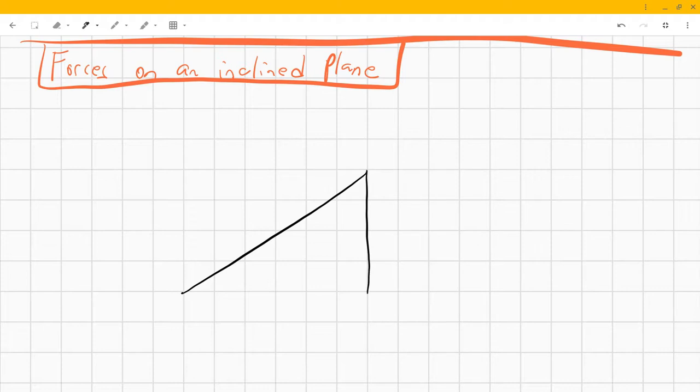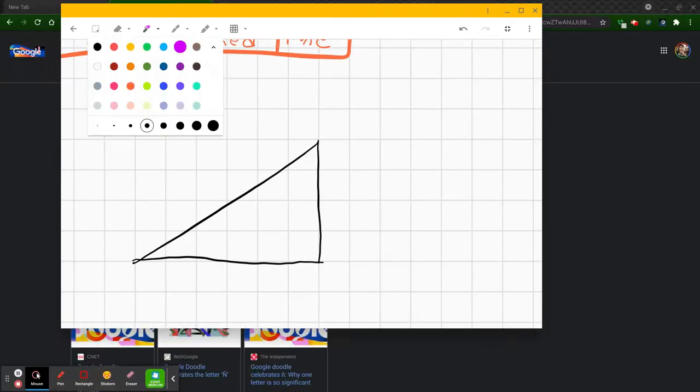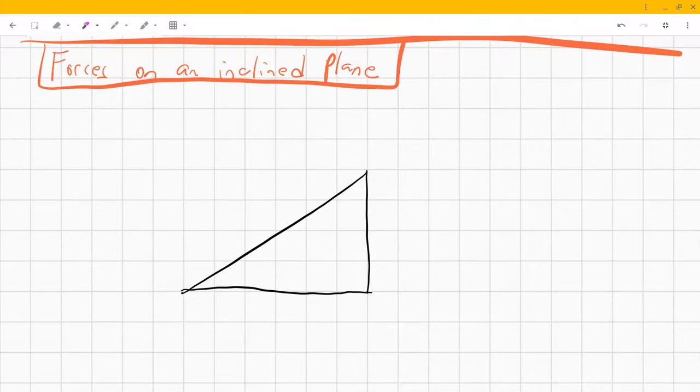Whatever. Something like this. I don't care. All right, so this is going to be our free body diagram. So now I will draw the object. I guess I'll say that the object is chilling right here. It doesn't matter if it's a box or not.